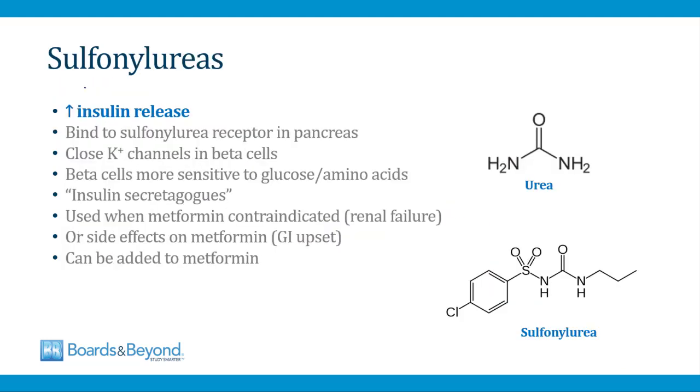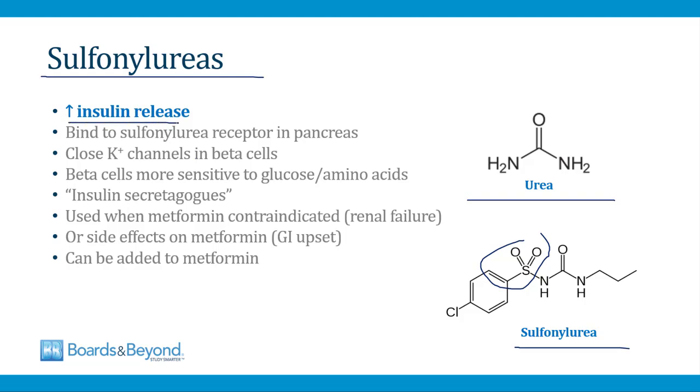Okay, our next group of anti-diabetic agents are the sulfonylureas. These drugs get their name because they have a urea molecule attached to a sulfa group, hence the name sulfonylurea. And the way all of these drugs work is they increase insulin release from the pancreas. They bind to a sulfonylurea receptor in the pancreas. This closes potassium channels in beta cells, and as a result, the beta cells are more sensitive to glucose and amino acids, so they release more insulin over time. Therefore, these drugs are called insulin secretagogues.